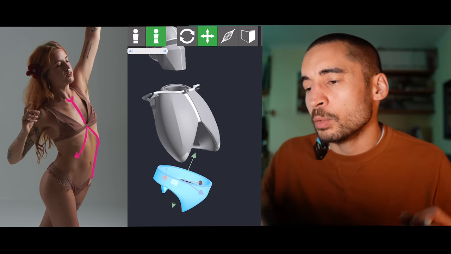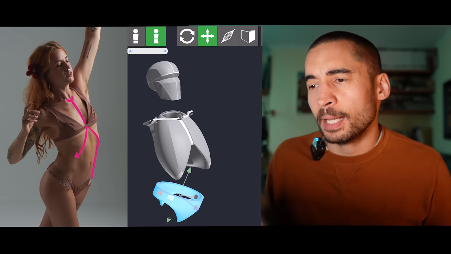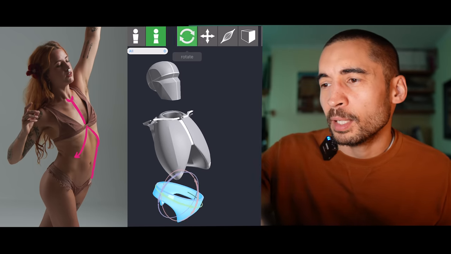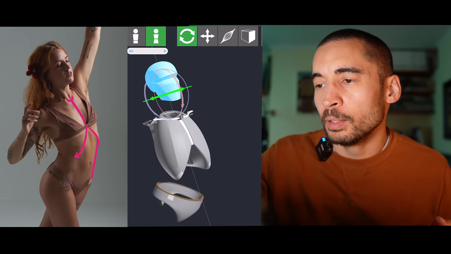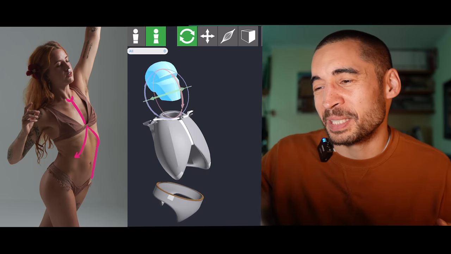Okay, great. So next, what about the head? The head already looks kind of right. I don't know if I have to do much to the head. Maybe just a tiny adjustment. It didn't really make much difference.